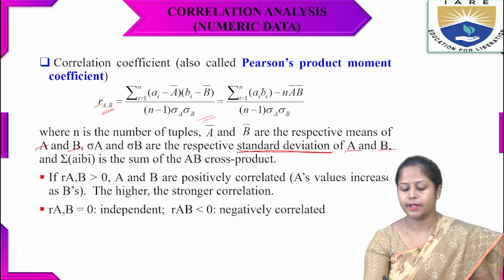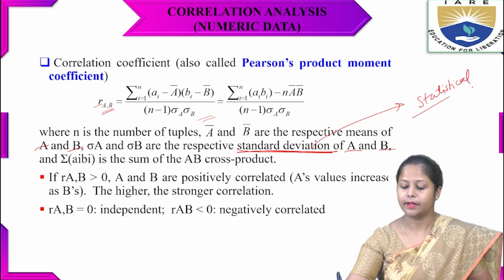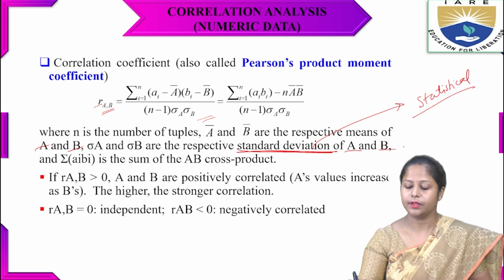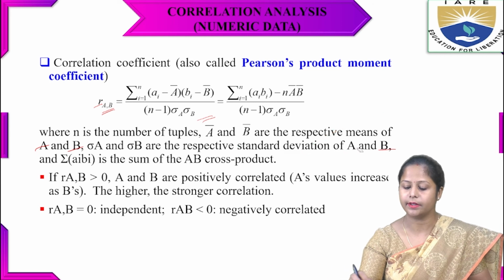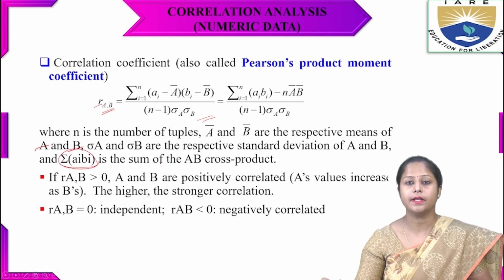What is standard deviation? In statistics, the standard deviation is used as a measure of central tendency and spread. And here, what is the summation of a_i b_i? It is the sum of the AB cross product.